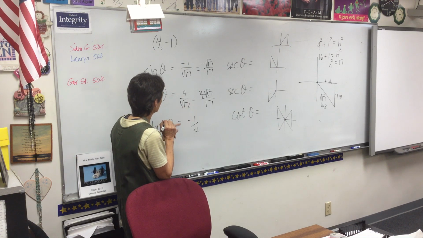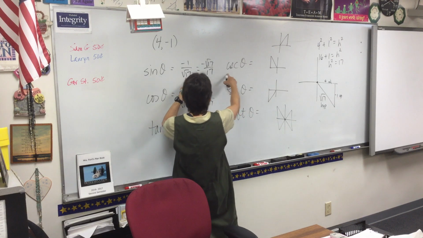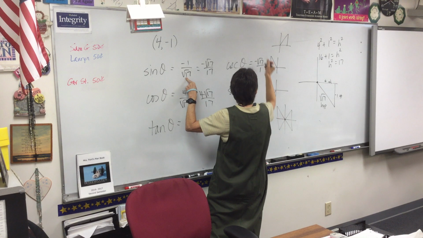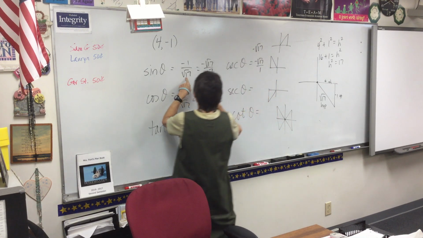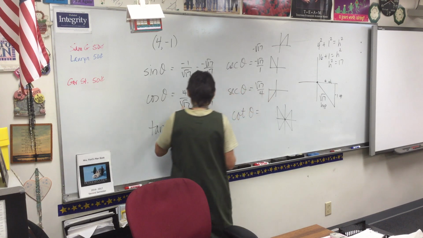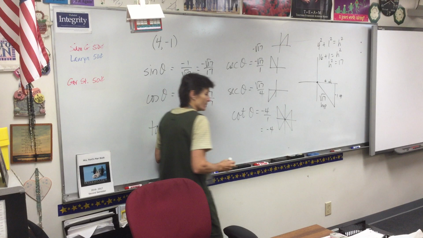And then the reciprocals, the cosecant would be negative root 17 over 1, which is negative root 17. And secant is root 17 over 4, and cotangent is negative 4 over 1 or negative 4.